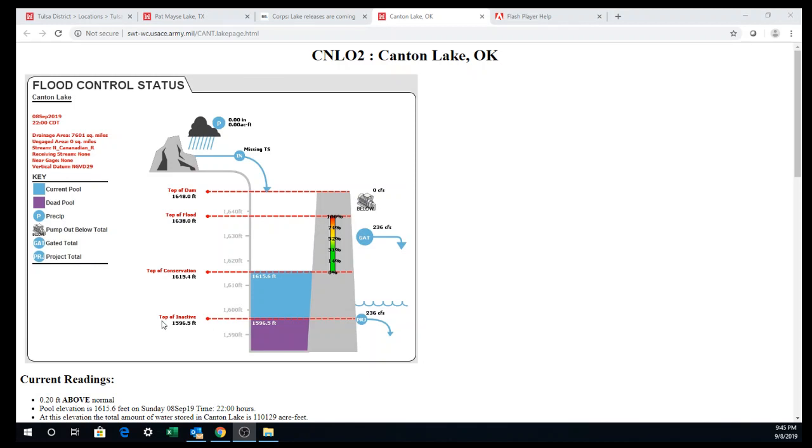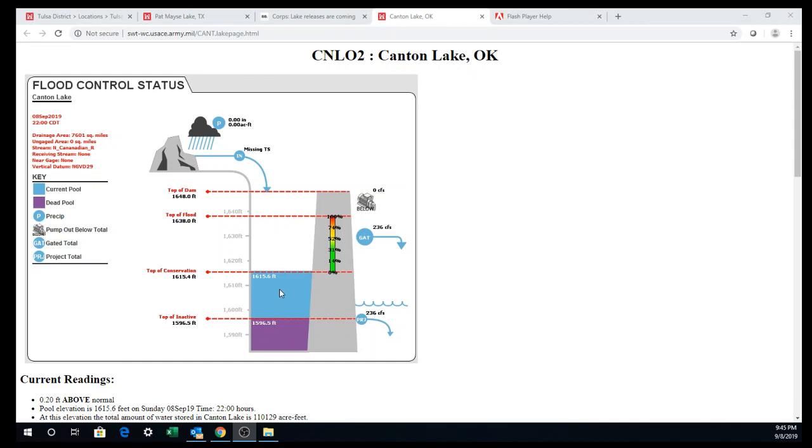What you see in this slide is the top of certain zones. So here you can see you have the top of the inactive zone, which is 1596.5. A very basic definition of the inactive zone is that if you have any water that's in the inactive zone, if you want to get it out of the reservoir, then you're going to need to pump it out of the reservoir because it's actually below the lowest outlet that you'll find in the dam. And by the way, in this image, this gray figure here is a representation of the dam.